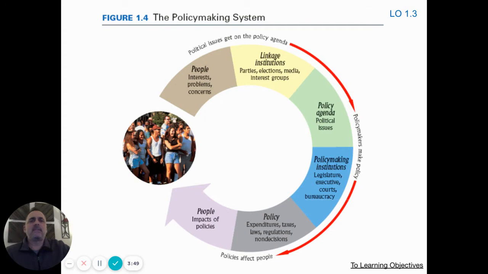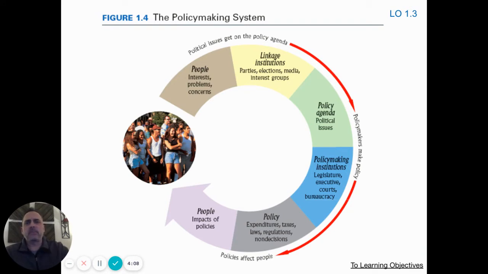The idea is that people are supposed to come up with this. Your book is way more optimistic about this than I am. But they say the people notice that there's a problem, that there's a concern with our society. Maybe we're talking about the injustice that may occur to African Americans by the law enforcement community.